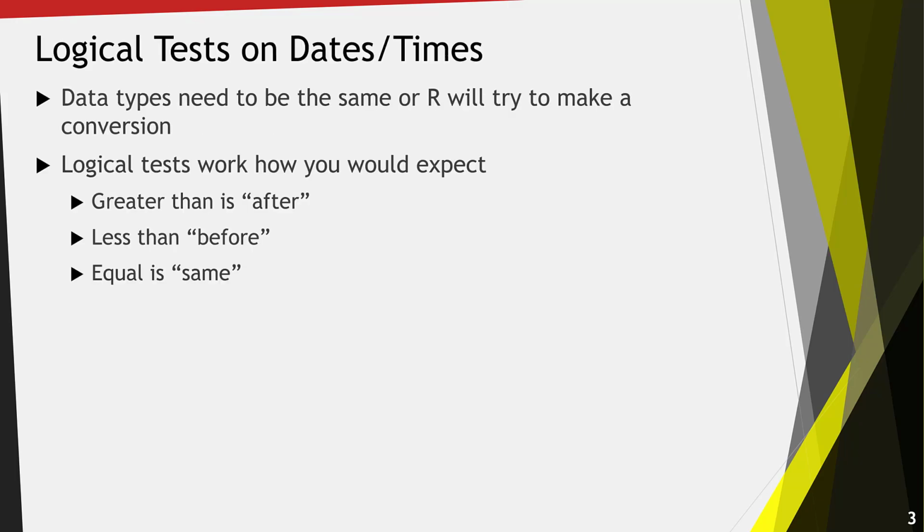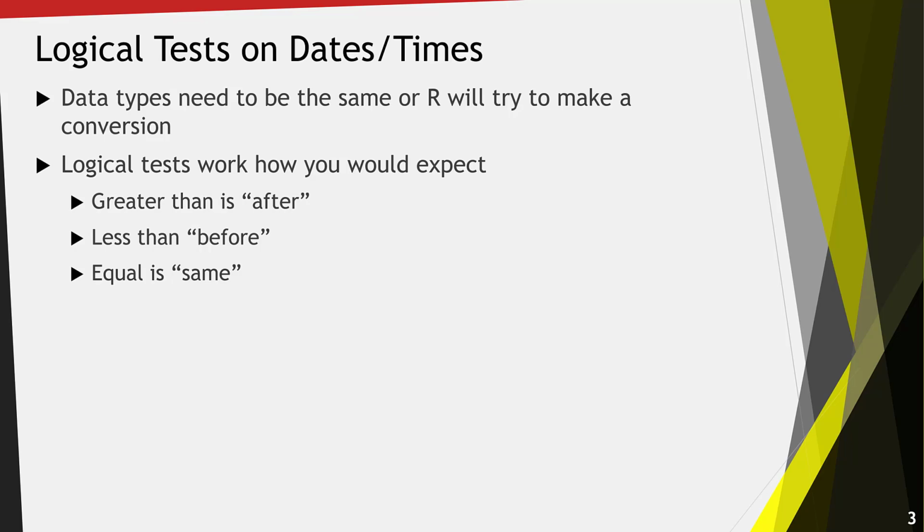The first types of operations that we'll consider on date and time data are logical tests. You should remember that when R performs a logical test, data types need to be the exact same before the test is performed. If they aren't, R is going to try and make a conversion. In general, R is going to try and convert date and time data into date times if the data types don't match. If there's missing information, for example, if you're trying to convert a date into a date time, R is going to assume all of the missing components are 0.